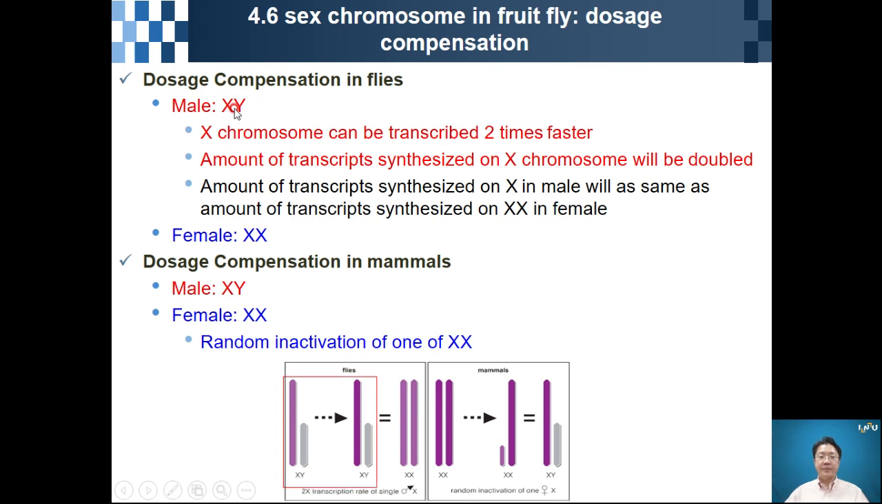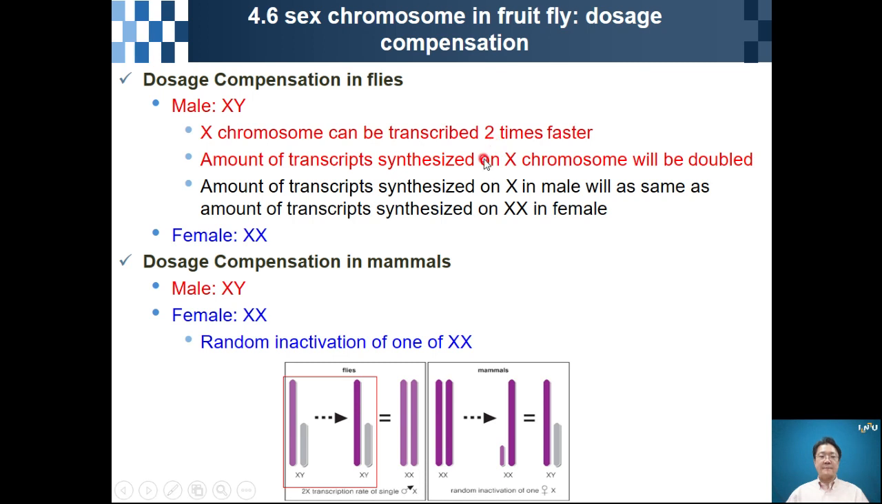Okay, so in fruit flies, the male's X chromosome can be transcribed 2 times faster. It means that the amount of transcript synthesized on the X chromosome will be doubled. That's why the amount of transcript synthesized on X in the male will be the same as the amount of transcript synthesized on XX in the female. So this is the dosage compensation mechanism in fruit flies.